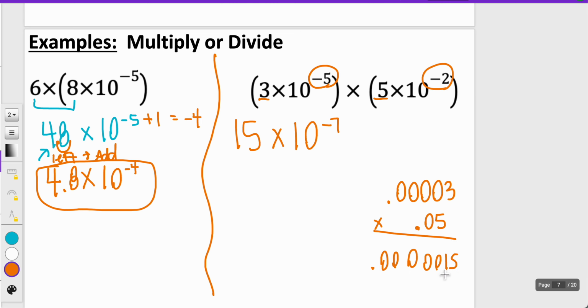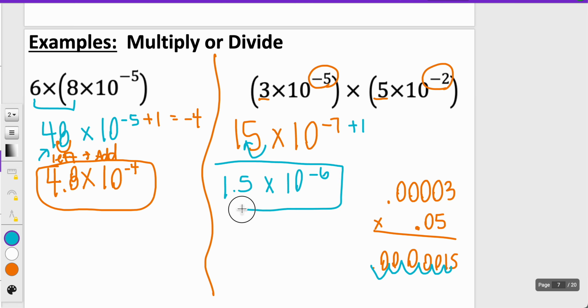So I've got 5 zeros, 1, 2, 3, 4, 5. Yep. Okay. Which means this should be in scientific notation 1.5 times 10 to the 1, 2, 3, 4, 5, 6 power. So we were correct. I needed to move this back to the left, so I'm going to add 1 to negative 7, and I'm left with 10 to the negative 6th power. Okay.